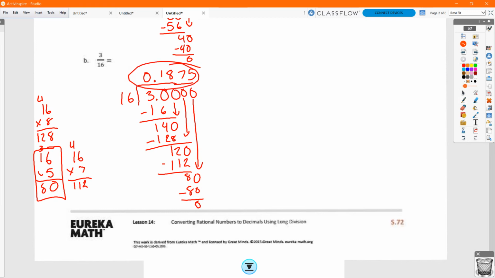So there's my answer. 3/16 is the same as 0.1875. That's equal to each other. And there's my answer right there. I'm done. So 3/16 using division, like that, gives me 0.1875. All right, let's continue on.